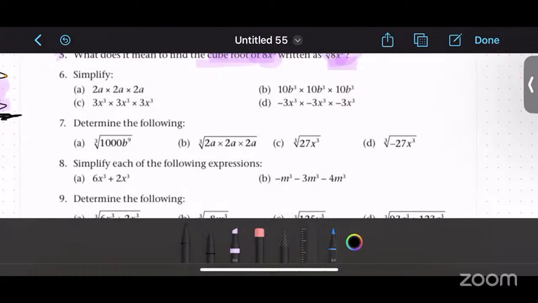Number 6. And then 6 says simplify. We have 2a multiplied by 2a multiplied by 2a. Does anyone have an idea of how we're going to do this? 2a multiplied by 2a multiplied by 2a.